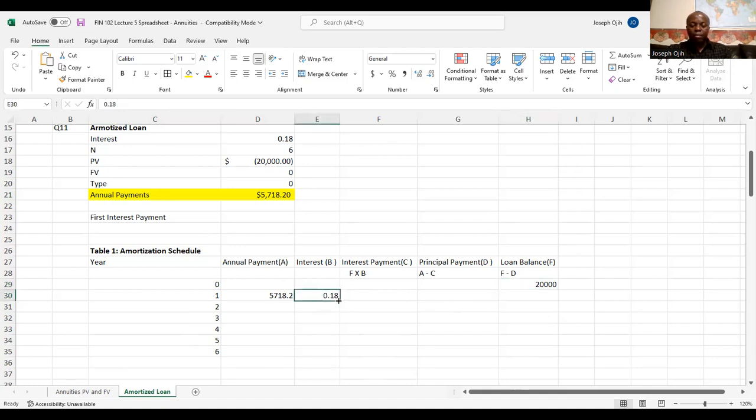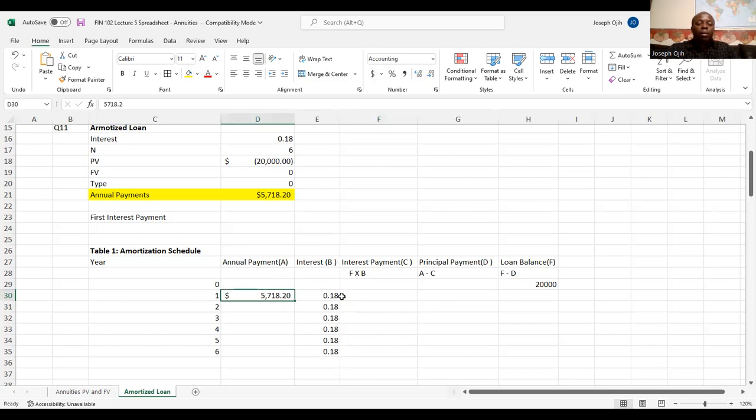Remember that your interest is the same for all the years. So copy it down so that you have the interest for all the years to year 6. Okay. Now, next thing is to calculate when you make this payment. In the first year, you made a payment of $5,718.20. Let me make it a dollar amount.